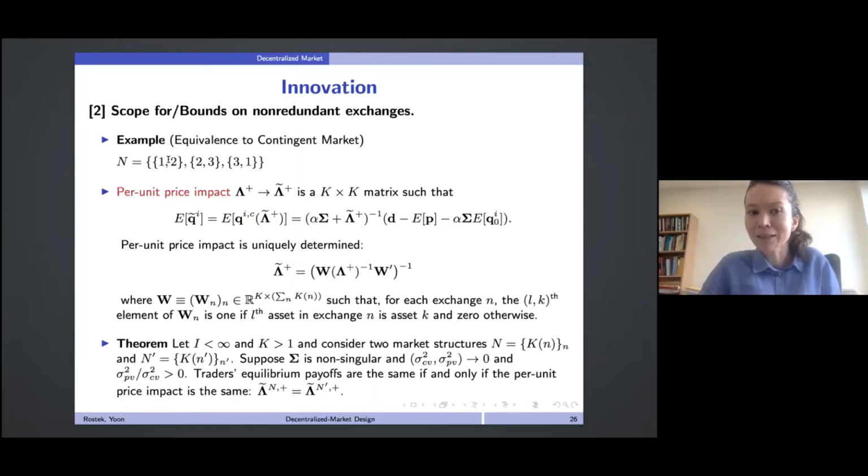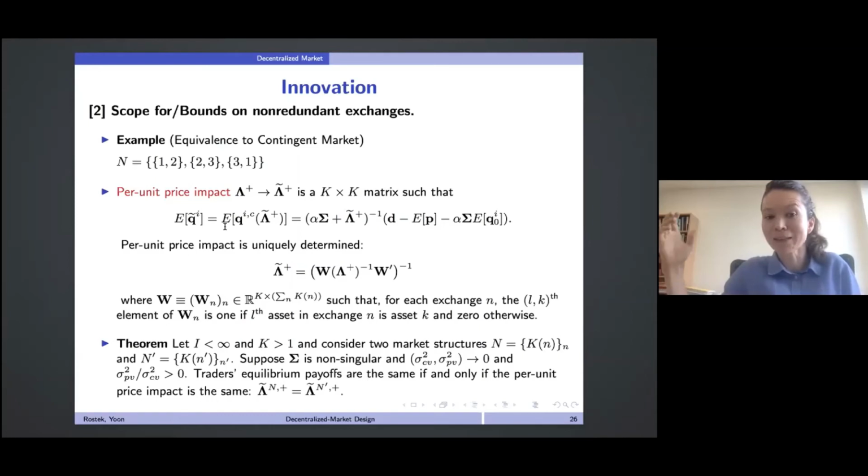However, the price impact per unit of an asset traded across the exchanges is going to be useful to compare the payoffs. Okay, so the following observation simplifies and illuminates the analysis of innovation and welfare. Let the per unit price impact matrix be a K by K matrix such that the total equilibrium trade of each asset across the exchanges is the same as it would be in a single exchange if lambda tilde were the price impact. Okay, so we show the following.